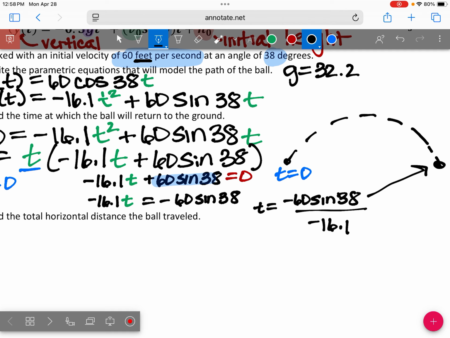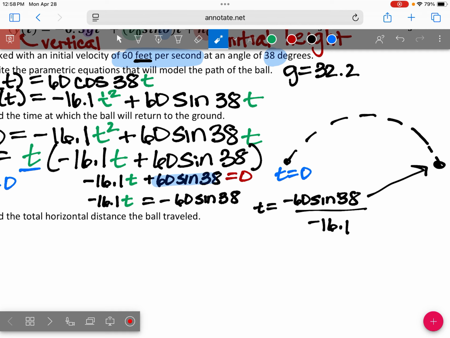Okay. Yes. If it's negative 16.1, why did you subtract it? Okay, so I did not subtract it. So what I did was I subtracted the positive 60 sine 38, and then I divided it by negative 16.1.